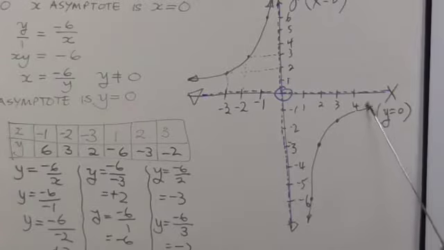Same here, this graph goes up very close to the x-axis, does not cut or touch. And it goes down here, very close to the y-axis, does not cut or touch. So that's drawing the hyperbola.